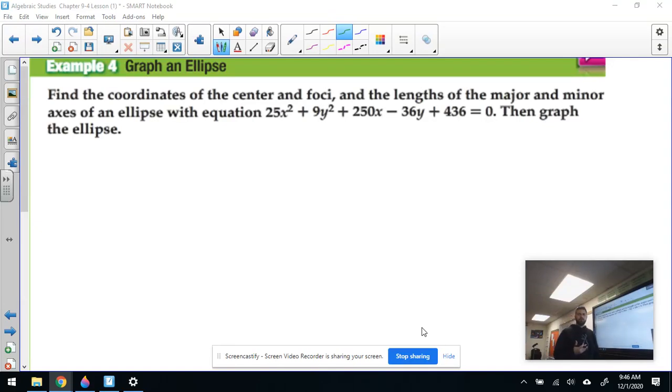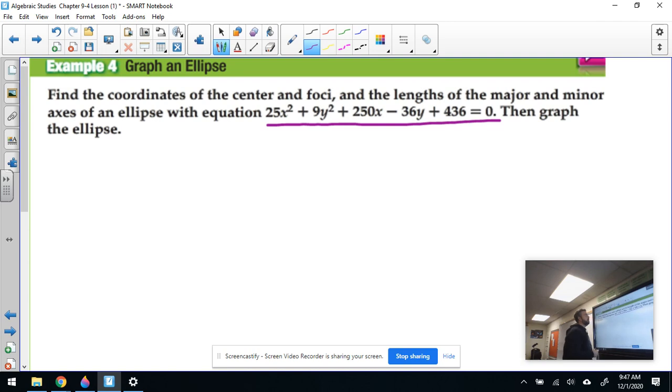So now what we're going to look at for our last example in this section is actually how to take an equation and write the equation of an ellipse, and then we can actually use that information to find our center, our major and minor axis, our foci, and then we can graph it, right? Ultimately, that's what we want to be able to do, is to graph our equation. So let's look at this one right here. We have this equation to start out with, right?